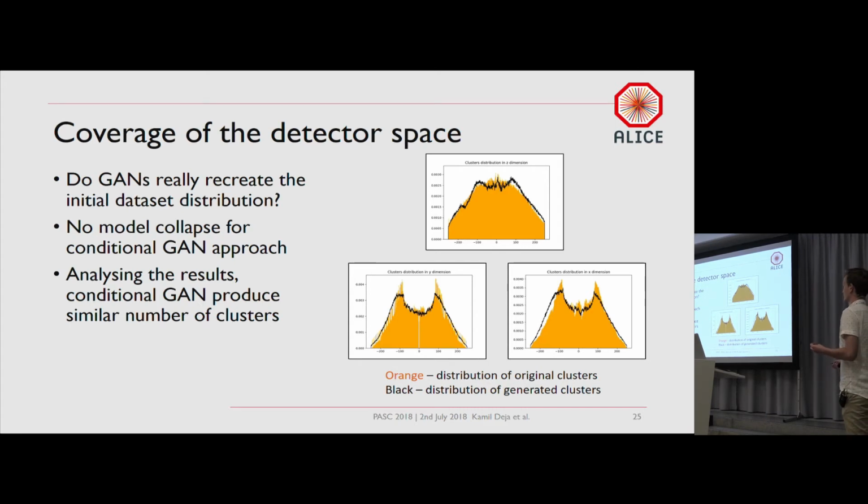So we measured it. We measured the distribution of points in each XYZ dimension of our clusters. We measured it on the whole test set of our data, and the orange one is the true distribution and the black one is the distribution of our method. So as you can see, it's not so bad actually.